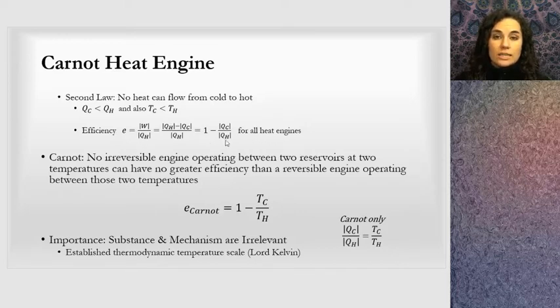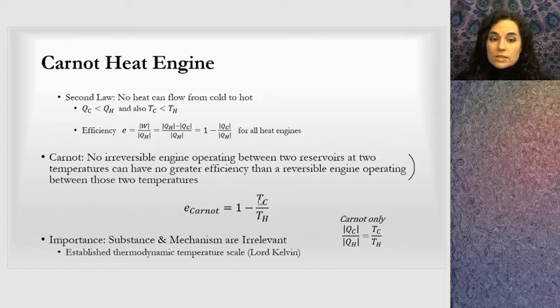Again, this is for all heat engines. Carnot theorized that the efficiency of an ideal engine is limited to the temperature of the hot and cold reservoirs. It's formally stated: no irreversible engine operating between two reservoirs at two temperatures can have greater efficiency than a reversible engine operating between those two temperatures. So that's the formal definition, and it is sort of verbose. And on the next slide, I get into a little bit more formalization and understanding why this must be true.